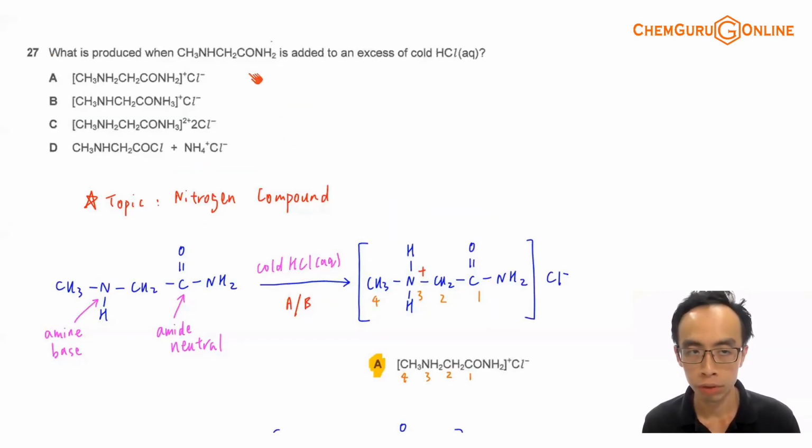Question 27: what is produced when CH3NHCH2CONH2, which has an amine functional group and an amide functional group, is added to an excess of aqueous HCl? Four permutations, let us try to figure this out.